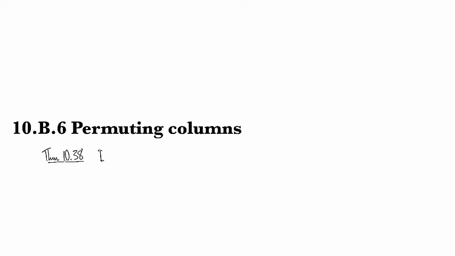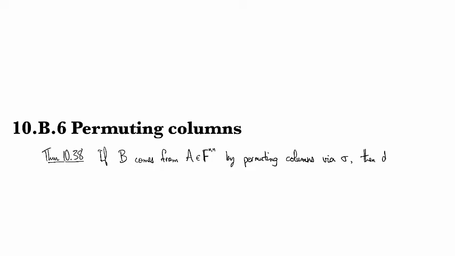All right, so if the matrix B comes from the matrix A by permuting columns, and we'll say the permutation of the columns is given by sigma, then the determinant of B is the sign of sigma times the determinant of A.